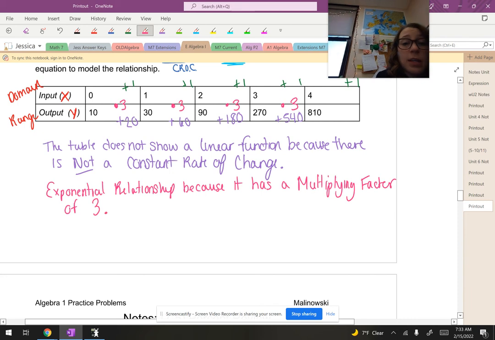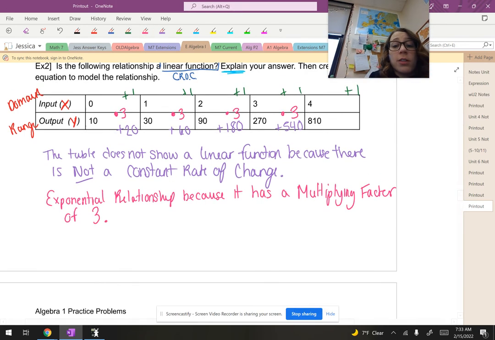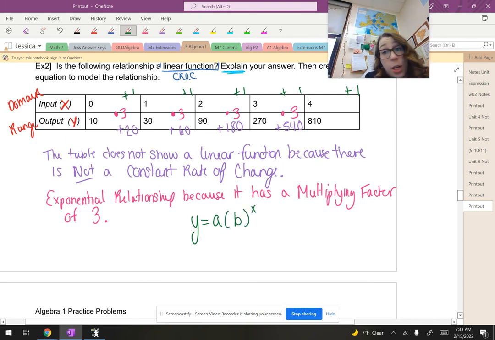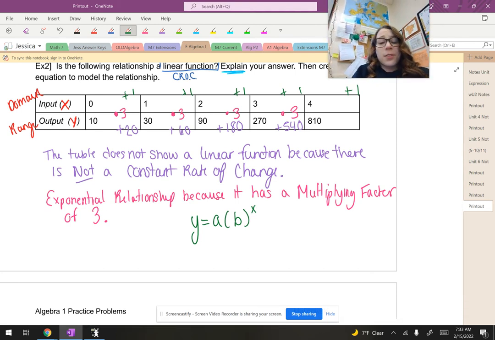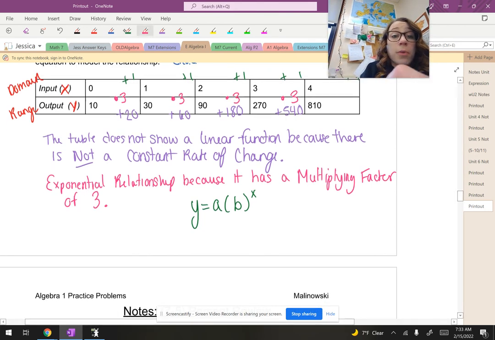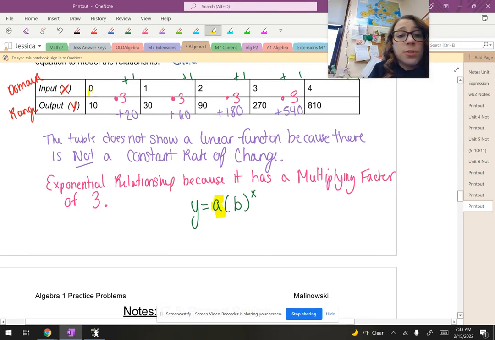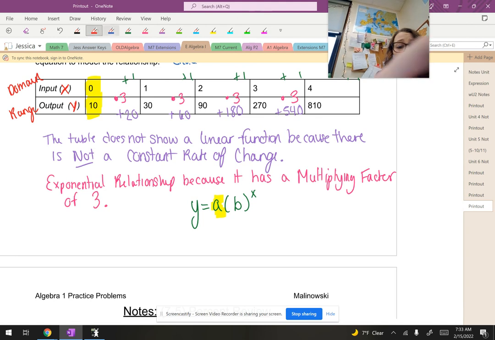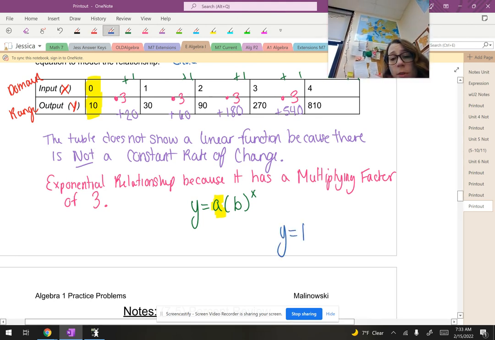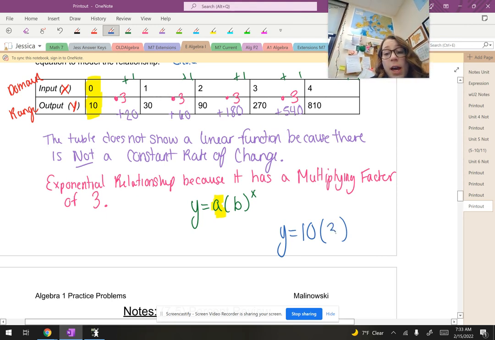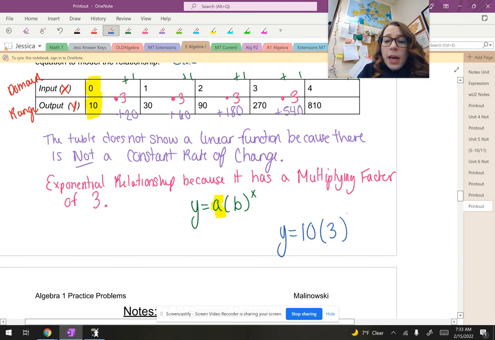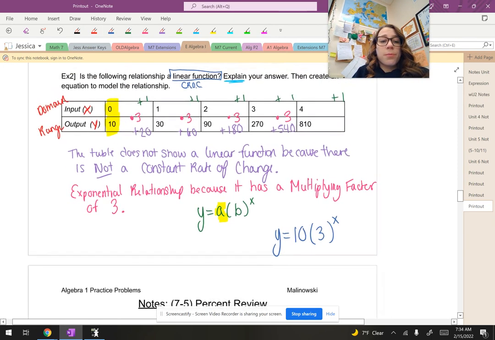The multiplying factor is 3. To make the equation like it asked, y equals a times b to the x power, just like we wrote at the top of our notes. The sooner you memorize that, the happier you will be in your math life at least. Remember that a is my y-intercept, which is right here at 0, 10. So y equals 10 times my multiplying factor, 3. It's tripling each time, and x stays as the exponent.